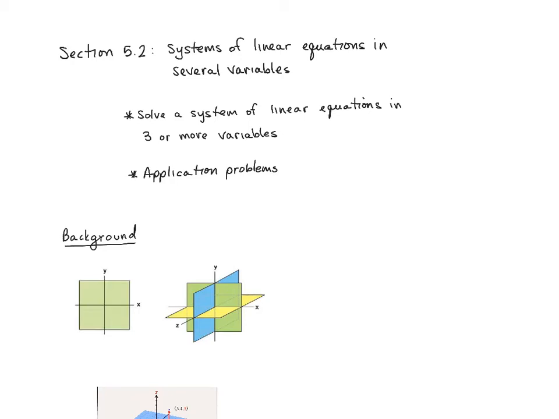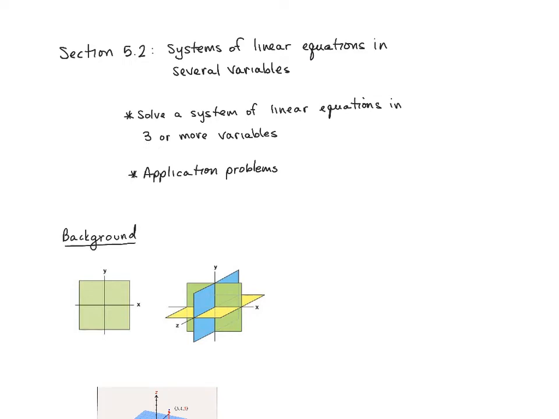Okay, so we have section 5.2, which is going to be very, very similar to what we did in section 5.1. We're solving systems of linear equations. The difference here is it's linear equations in several variables. In 5.1, we did typically x and y, but 2 variables. In 5.2, we'll do primarily 3 variables.